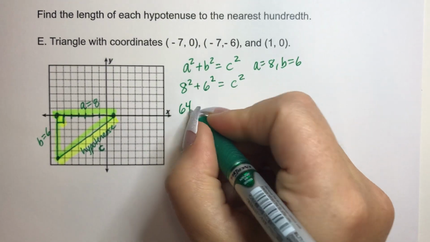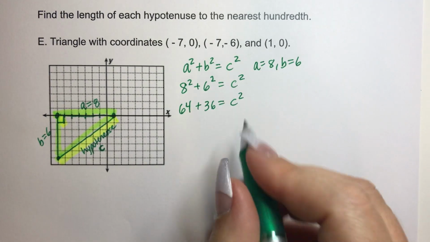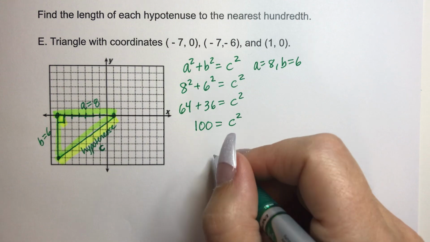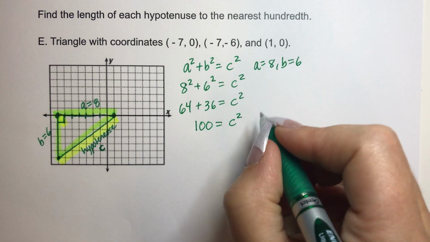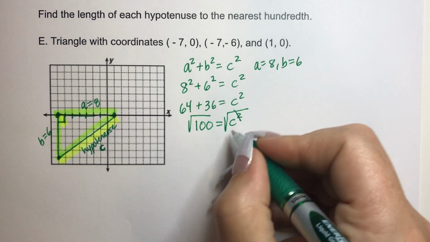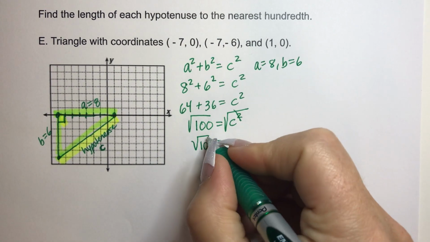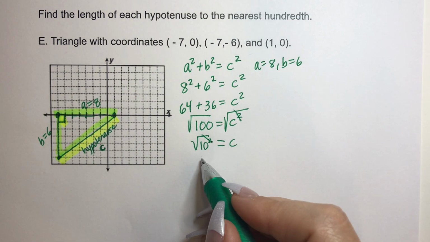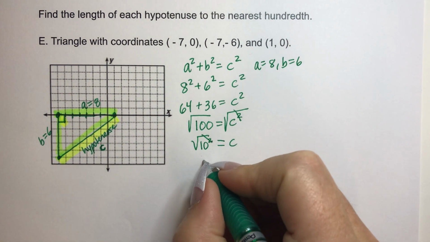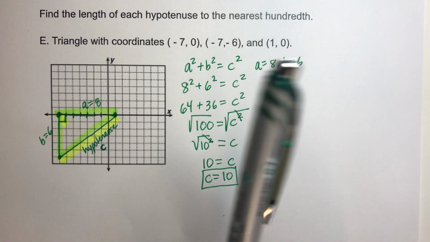8 times 8 is 64. 6 times 6 is 36. Ooh, this is going to be a fun one. 64 plus 36 is 100. Oh, it makes me so happy when there's perfect square numbers right here. Okay, so then we have to get C by itself, right? So we're going to do the inverse operation of a square, which would be a square root. Square root and the square cancel each other out. We're left with C, and 100 is the same thing as 10 squared, right? So that square root and that square cancel each other out, and we're left with positive and negative 10. However, we're talking about distance, and distance is always positive, so that means it's 10. And I'm just going to go ahead and write it like that. So C is equal to 10. That is the length of our hypotenuse. Woohoo! Okay.